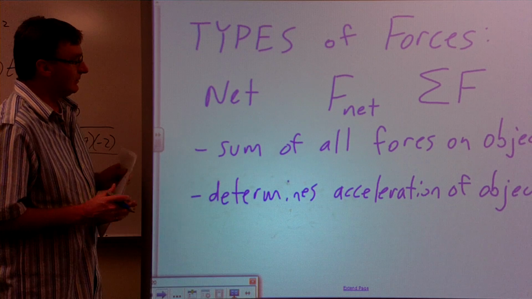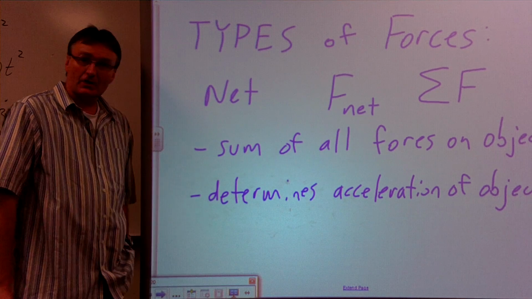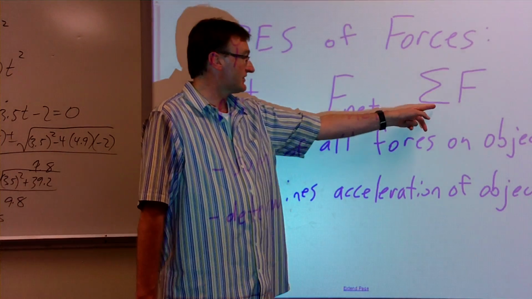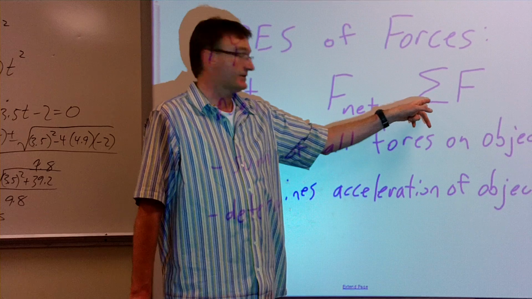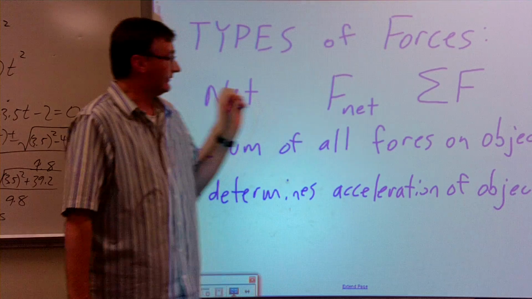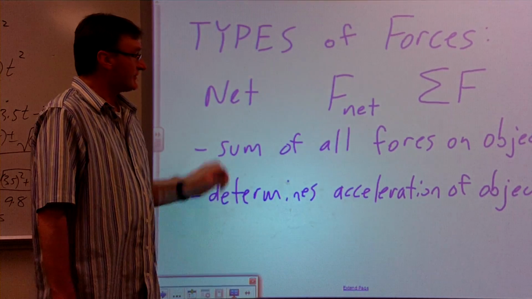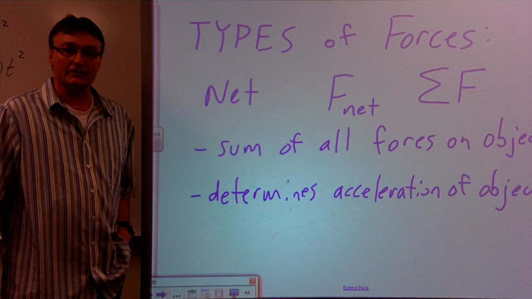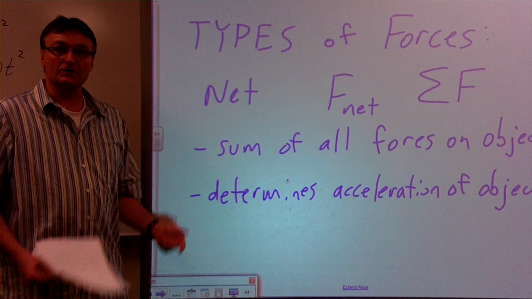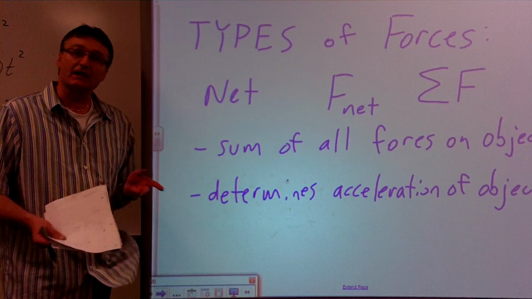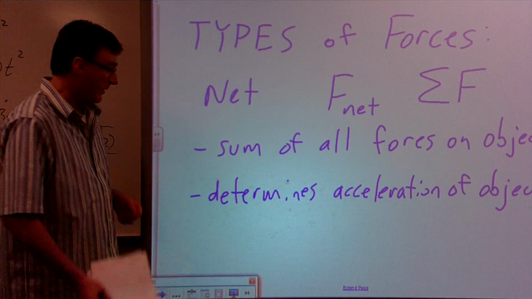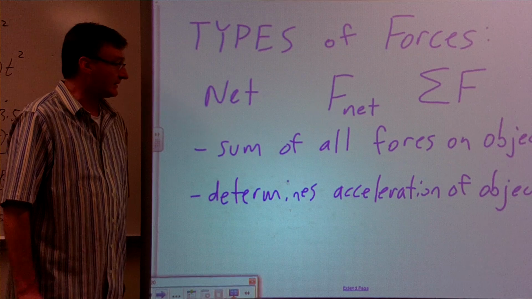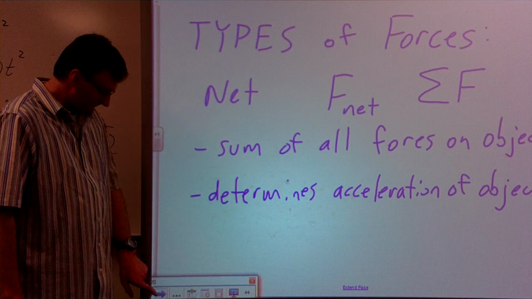Then that leaves me with the net force on an object. So this symbol right here is a sigma symbol, and it refers to the sum of all forces. So that will be the net force. When you look at all the forces in the x and y direction, you total them all up, and then you determine what your net force is in the x direction and the net force in the y direction. And that will determine the acceleration of the object that you're analyzing.